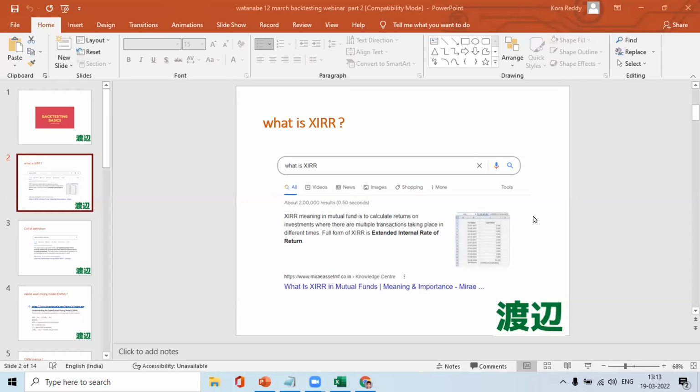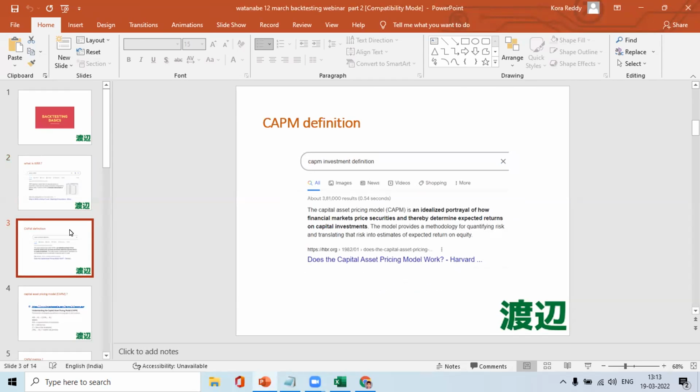So now we know how to calculate XIRR, and let's spend some more time understanding a few more important backtesting metrics, or how you evaluate your investments. The basis for this is something called CAPM, the Capital Asset Pricing Model. It's basically a methodology where you report your returns and risks and all those metrics. So a user or buyer of your investment, either a mutual fund or an ETF or whatever, can decide.